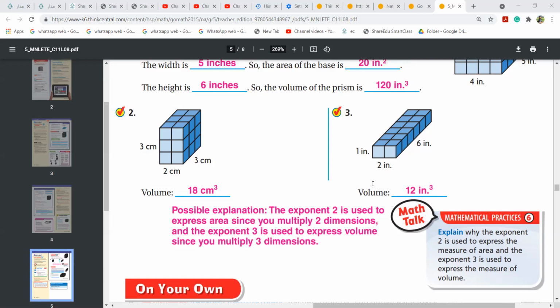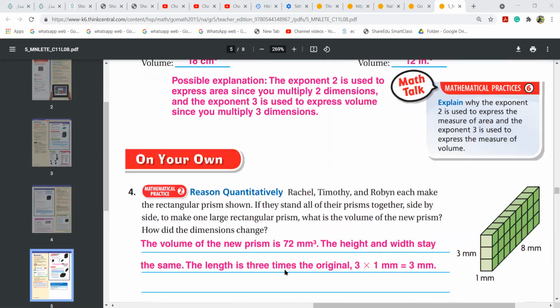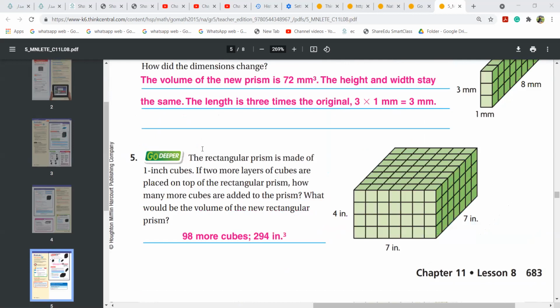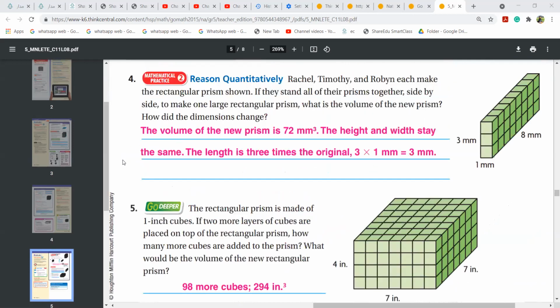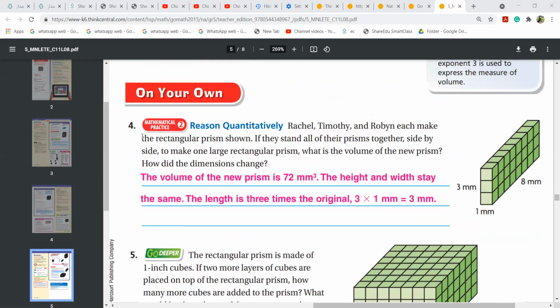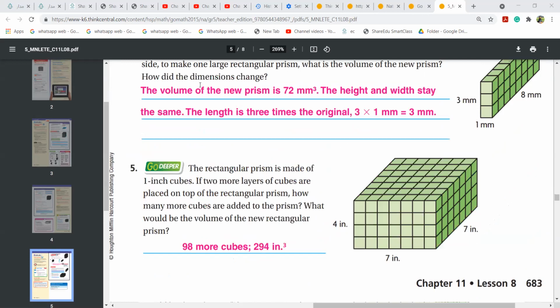Done? Yeah. Wait, not yet. Done. Okay, good. On your own, don't do this one. Question number 4. Miss, is this going in our test? No, it's not in the test. Girls, I will do it tomorrow.